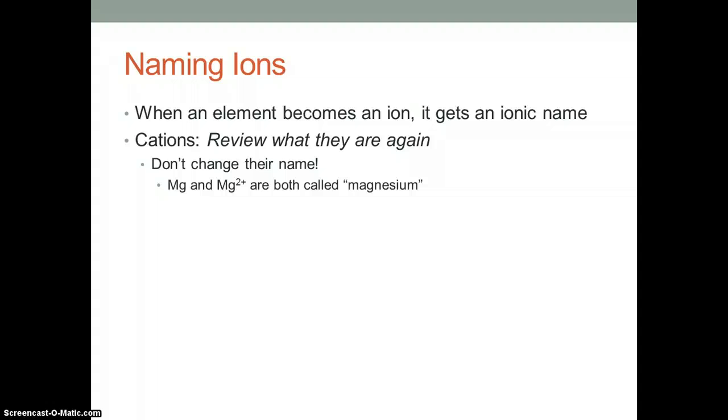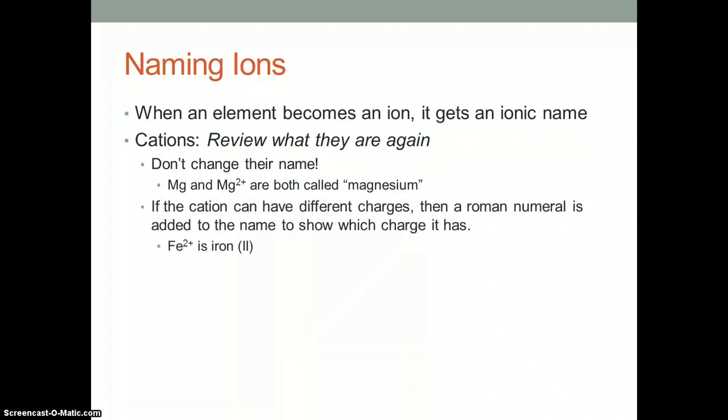These are easy. You don't change their name. So magnesium without a charge or magnesium 2+ are both called magnesium. Easy. If the cation can have different charges, so some transition metals, then we put a Roman numeral at the end to show what charge it has. So for example, iron 2+, we would say is iron with Roman numeral 2.